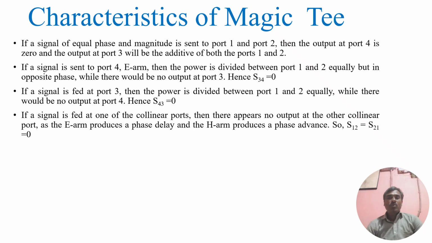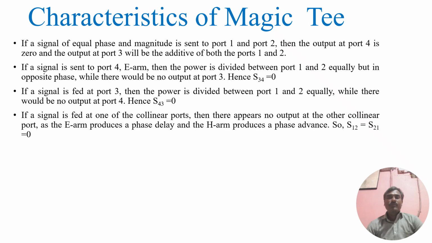and there is no signal at port 3, hence we can write S34 equal to 0. Similarly, any signal fed at port 3 will be divided with equal magnitude and same phase among port 1 and port 2, where there is no signal output at port 4, hence we can write S43 equal to 0. If a signal is fed at one of the collinear ports, it will not appear at the other collinear port. So we can write S12 equal to S21 equal to 0.